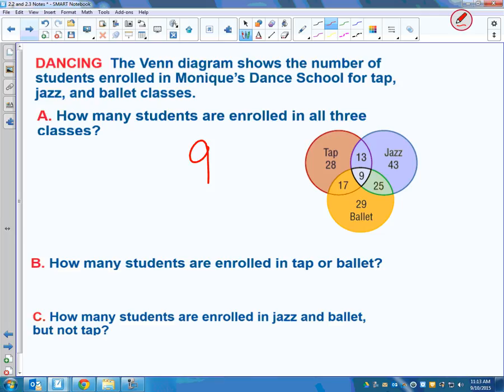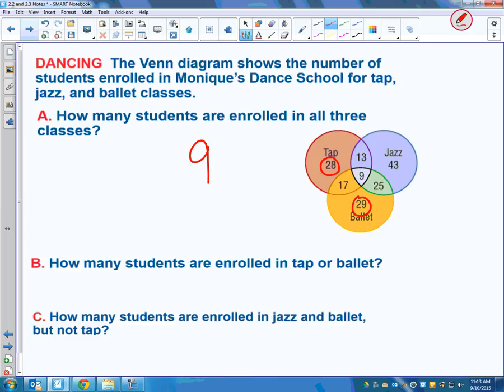What's in the middle? So notice this one says how many students are enrolled in tap or ballet. So I want to know all the tap or all the ballet. So tap, do you agree that that would be 28? That's the number we need. What else do we need? We definitely need 29. I think we need 17 too. Do you agree with that, or you don't agree with that?